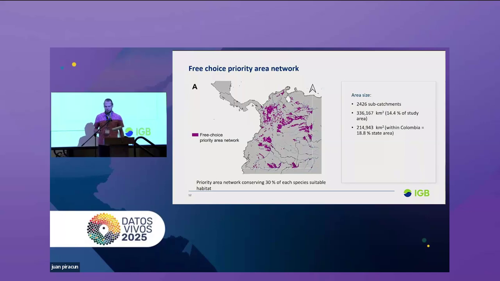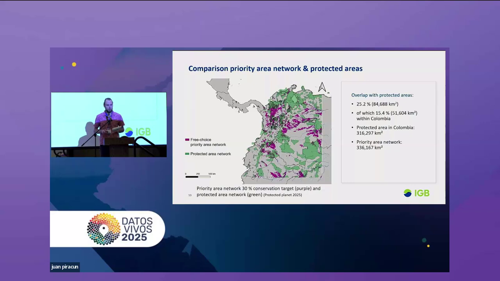And you can see here already, just spatially, that in the Amazon there were not so many subcatchments selected compared to the Orinoco and Magdalena-Cauca Basin. And compared with the protected area network, we can see that the overlap between the two is actually quite small, with only 25%. And this is quite striking since, again, the two are spatially almost similar.